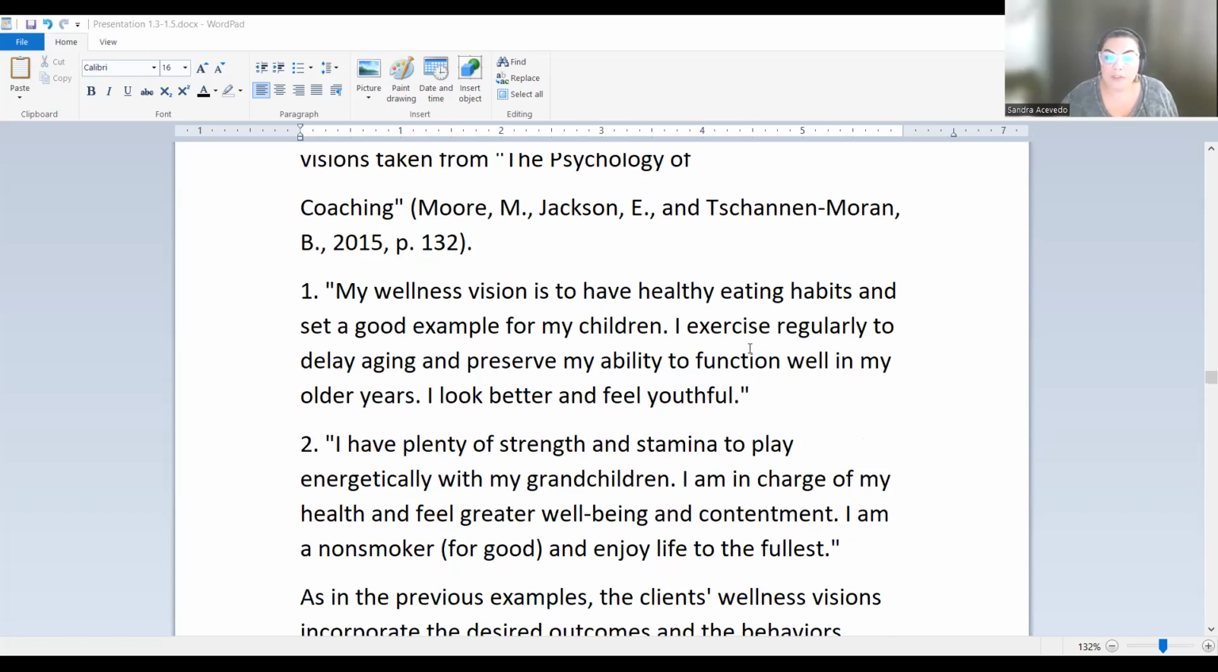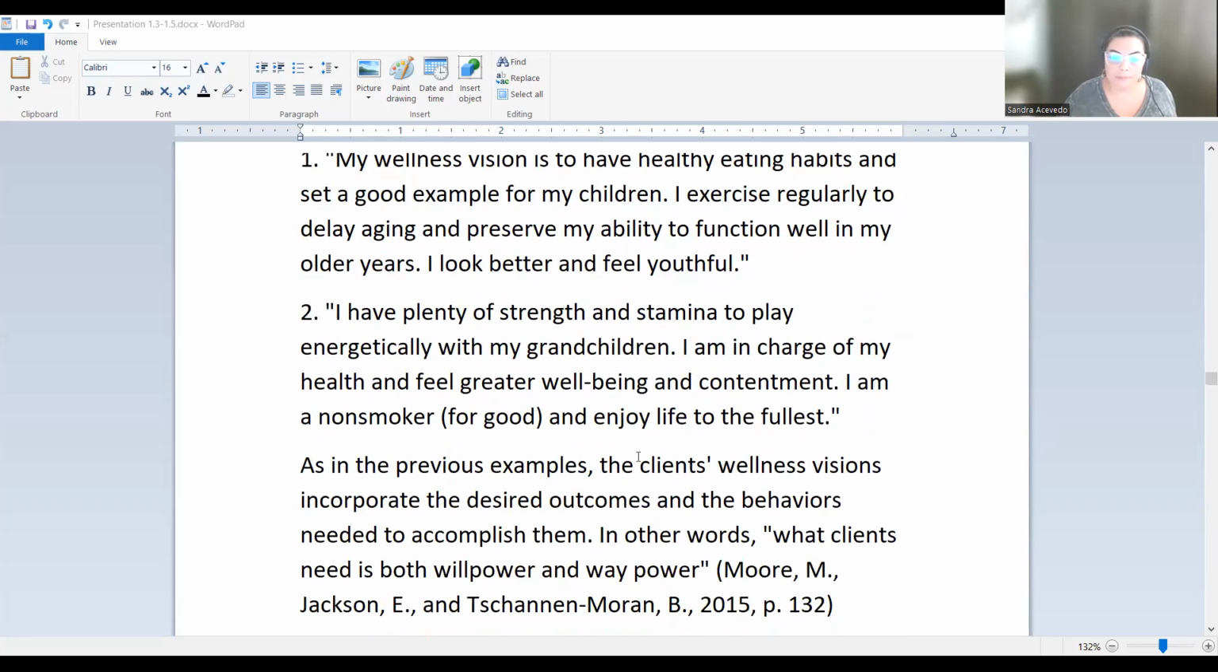One: my wellness vision is to have healthy eating habits and set a good example for my children. I exercise regularly to delay aging and preserve my ability to function well in my older years. I look better and I feel useful. Number two: I have plenty of strength and stamina to play energetically with my grandchildren. I am in charge of my health and feel greater well-being and contentment. I am a non-smoker for good and enjoy life to the fullest.